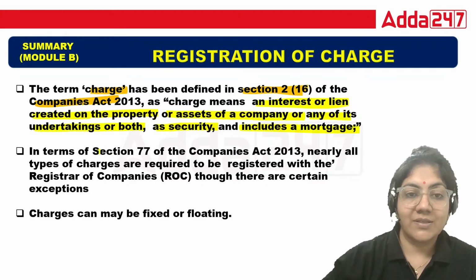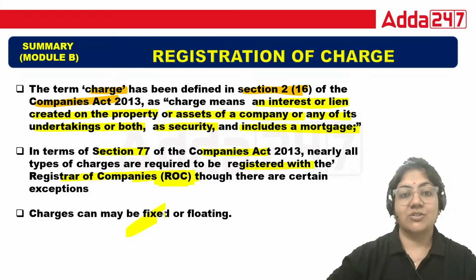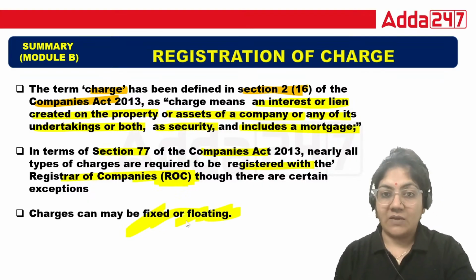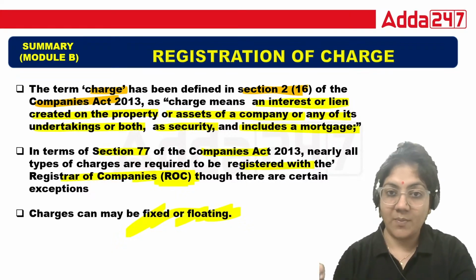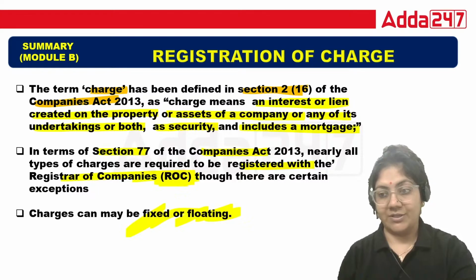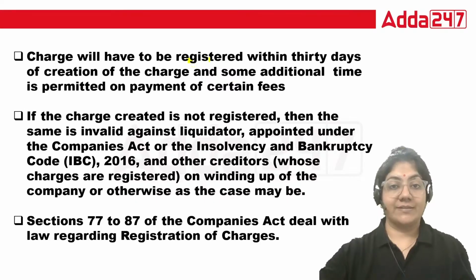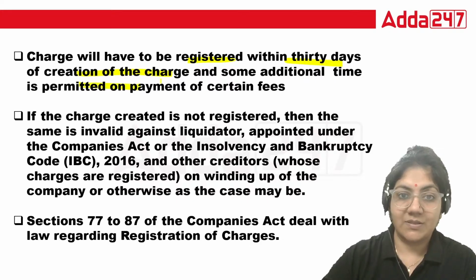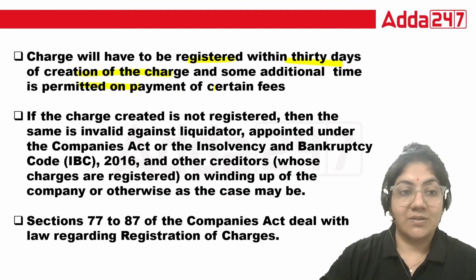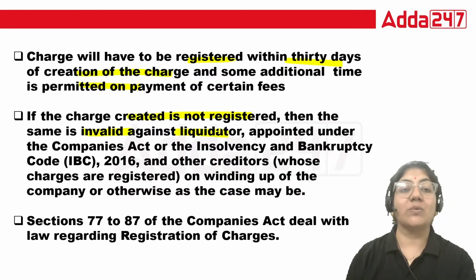Under section 77 of the Companies Act, nearly all types of charges are required to be registered with the Registrar of Companies. That is important. A charge may be fixed or floating. If the property is stable, the charge will be fixed. If the property is dynamic, the charge will be a floating charge. A charge has to be registered within 30 days of its creation, and some additional time is permitted. After 120 days, it cannot be registered. If the charge is not registered, then it is invalid against the liquidator.